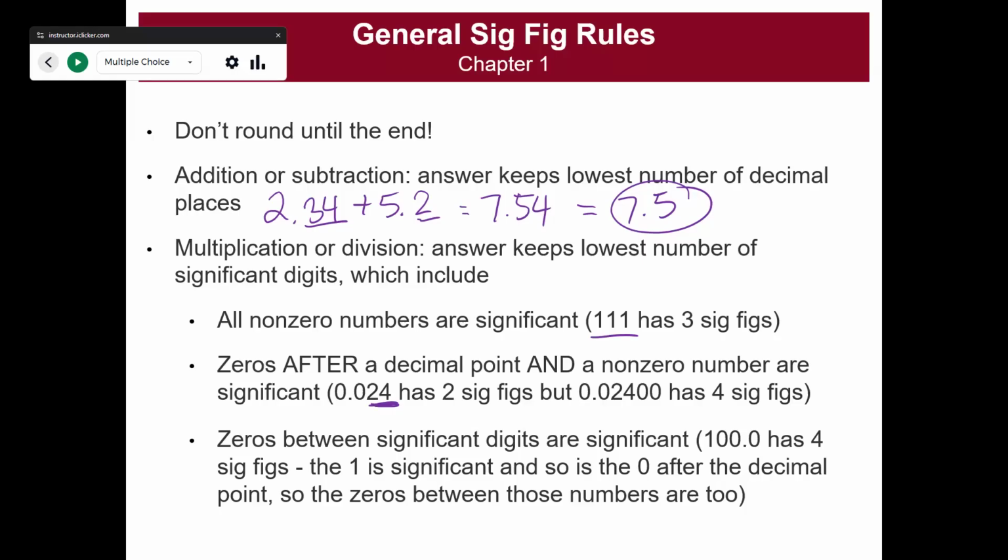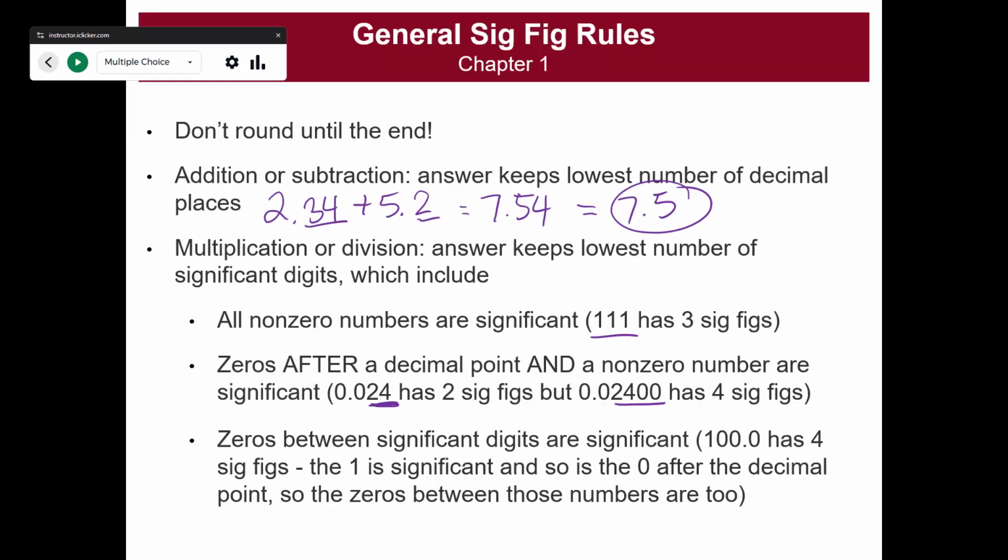But 0.02400, those zeros are after the decimal point and after a non-zero number. So those zeros after the 2, 4 count. So 0.02400 has 4 sig figs. Those zeros are significant.